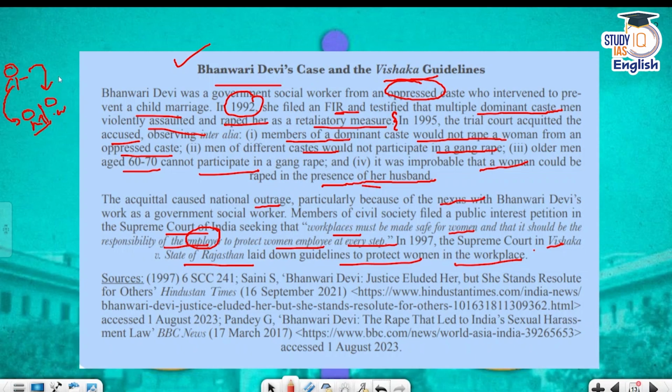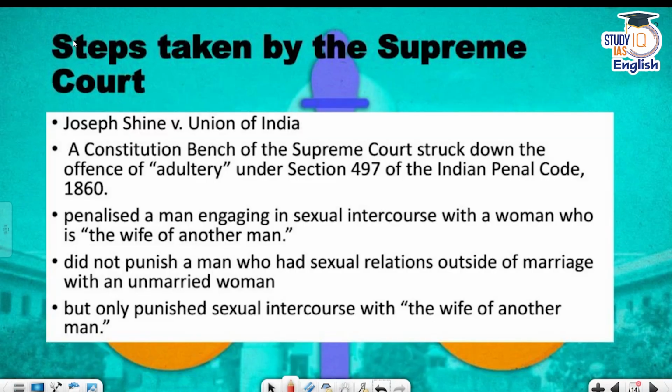Because there is a subconscious bias. This person is very progressive in nature, but there is a subconscious bias that women after marriage may not be as professionally ambitious, which is completely wrong.